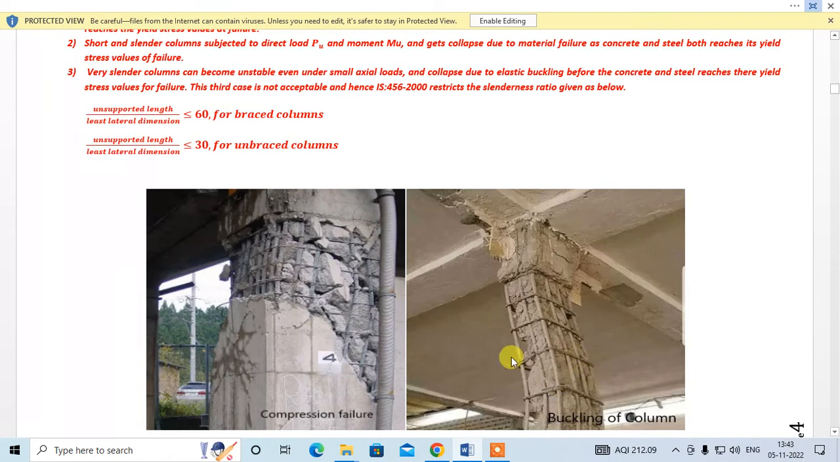And so these are very dangerous types of columns, right? So such columns are not allowed. Design of such columns is not allowed. The third case is not acceptable, hence IS 456-2000 restricts the slenderness ratio as below. For this reason, the code has restricted the limit of slenderness ratio. Unsupported length by least lateral dimension should be less than or equal to 60 in case of braced columns, and unsupported length divided by least lateral dimension should be less than or equal to 30 for unbraced columns. So to avoid buckling, this limit has been suggested by the code.